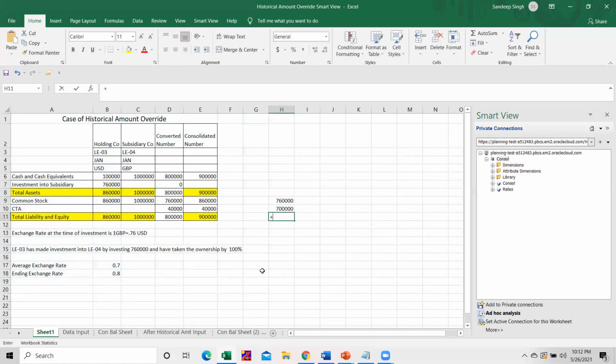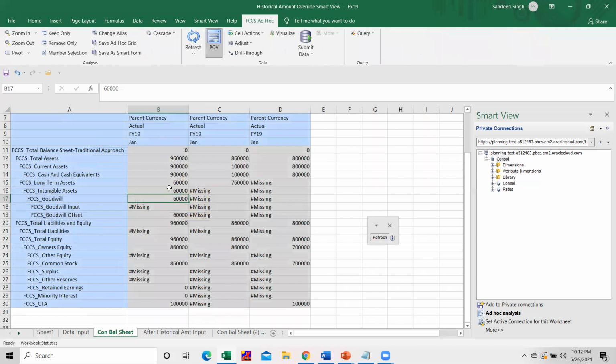So the difference between the investment and your net asset is called common stock. The system is calculating this number, 60,000. That is why you are seeing the number 60,000 as goodwill here. But in reality, this is not correct, because we have to record the common stock of the subsidiary at the exchange rate of the date of acquisition.